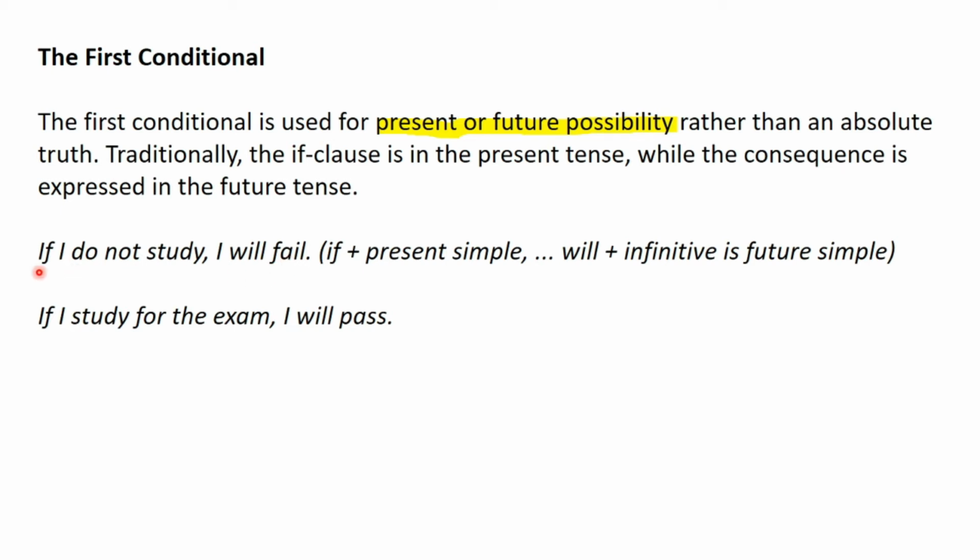As in this example, if I do not study, I will fail. Now this is something quite definite, like if I do not study, I will definitely fail. If I study for the exam, I will pass. Now this is a highly likely outcome that anyone who studies for an exam does get to pass that exam. The grammatical construction is that the if clause is in the simple present tense, but the consequence, that is the other part of the conditional sentence, has an invariable will plus an infinitive. This means that it is in the simple future tense. If I do not study, I will fail. This is the simple present and this is the simple future.